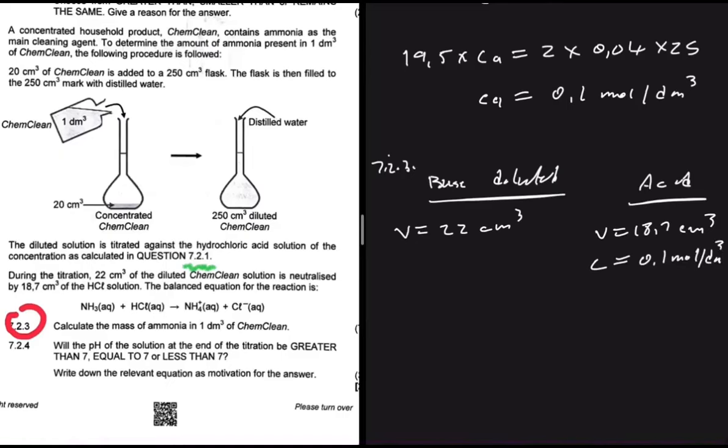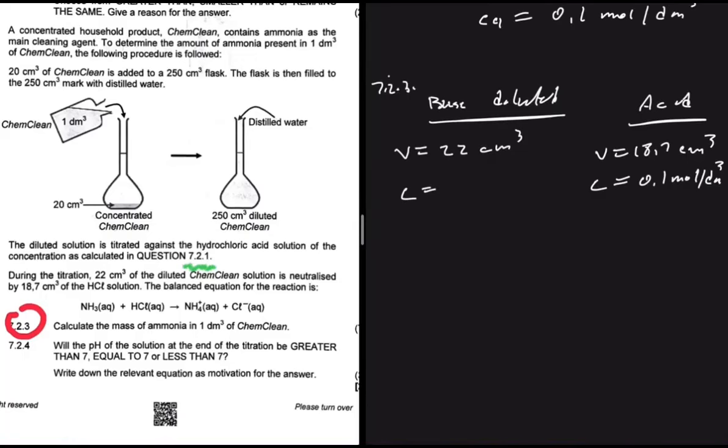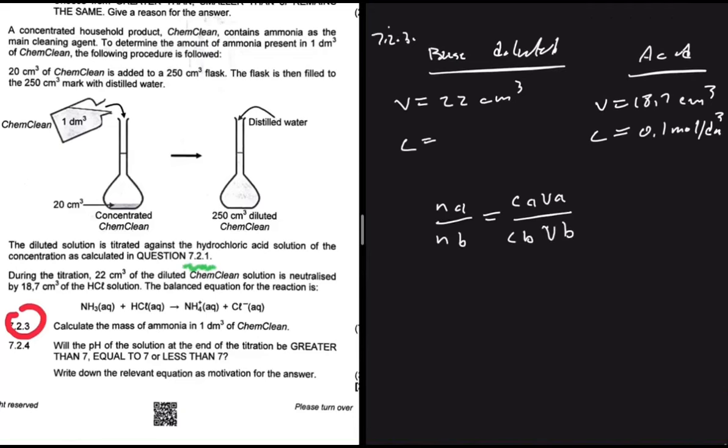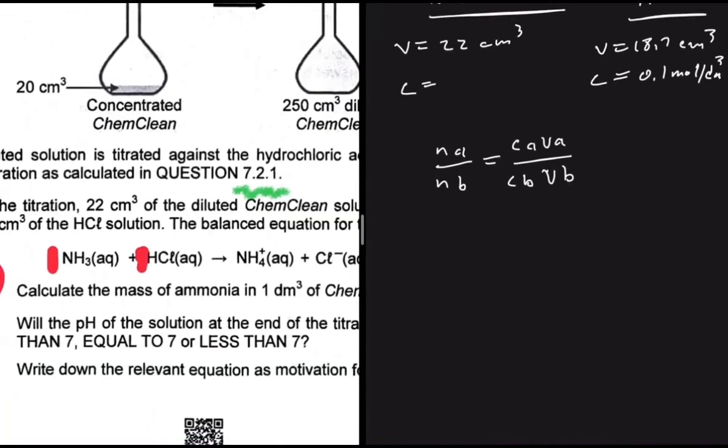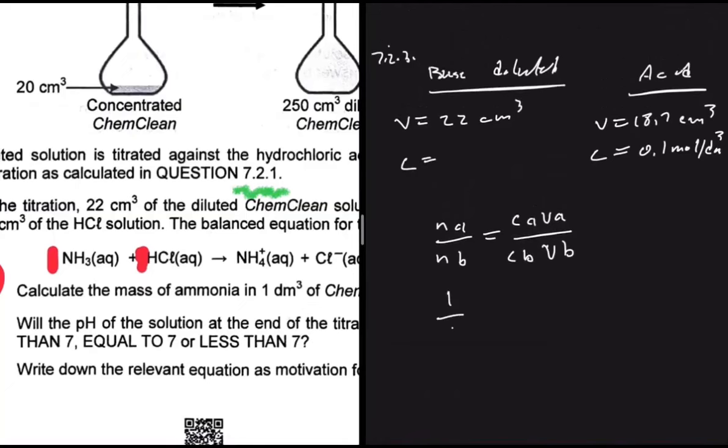So we can start by finding the concentration of the diluted base. That's what we can start by doing, right? So if we go ahead and do that, we can say that the number of moles of acid divided by the number of moles of base is equal to concentration of acid, volume of acid divided by concentration of base multiplied by the volume of the base, right? So again, the balancing coefficients, here we have a 1:1, right? So if we substitute that, we're going to get 1 divided by 1 being equal to concentration of acid 0.1, volume of acid 18.7 divided by concentration of the base, the concentration of the diluted base. That's what we want. Multiplied by the volume of the base, which is 22.